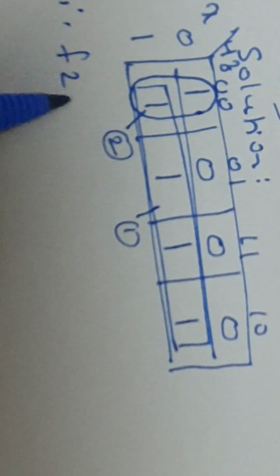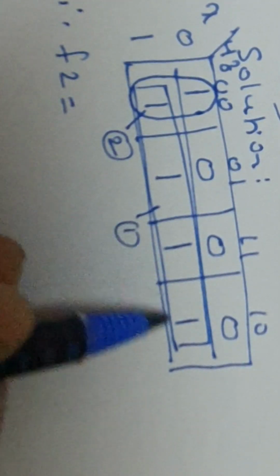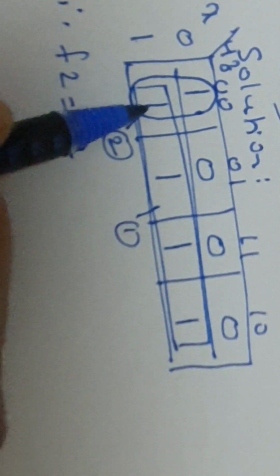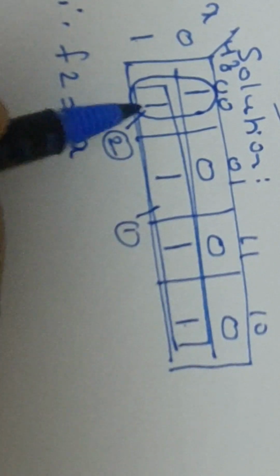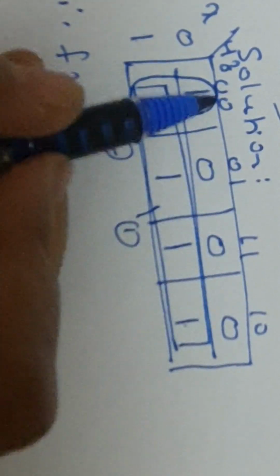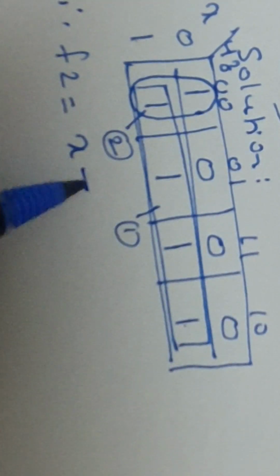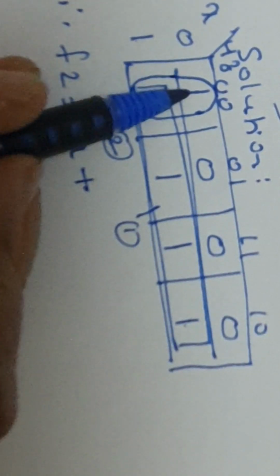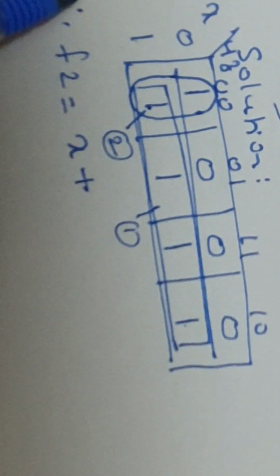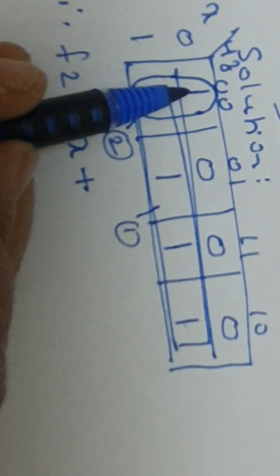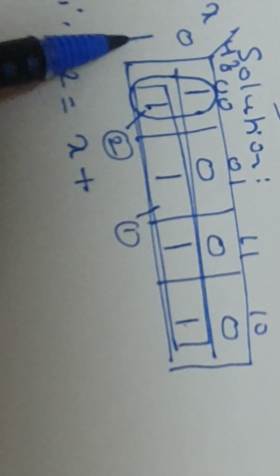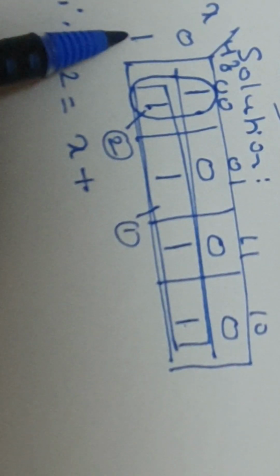Hence F2 is equal to, with respect to the first group, all are in this row, x is common, and 1, 2, 3, 4, they fall in 4 columns. Column wise nothing is common, so we will leave that. Then we shall go to group 2. These two ones are there in group 2. They are covered in these two rows. X is 0 here, x is 1, nothing is common.